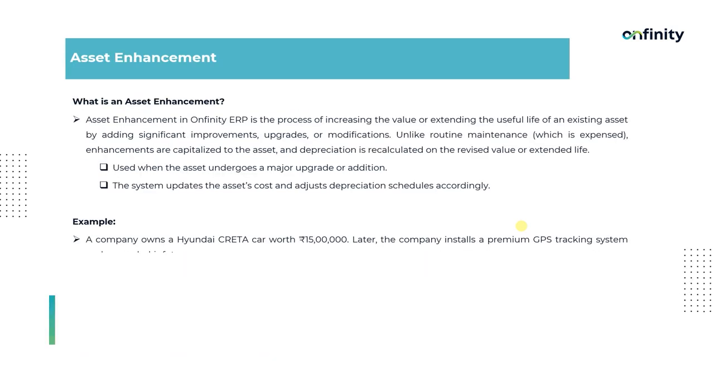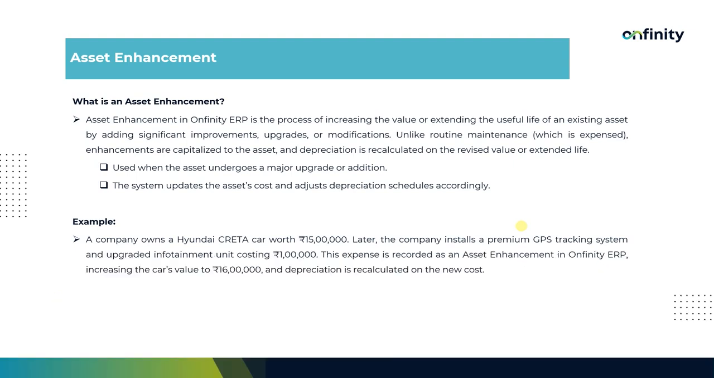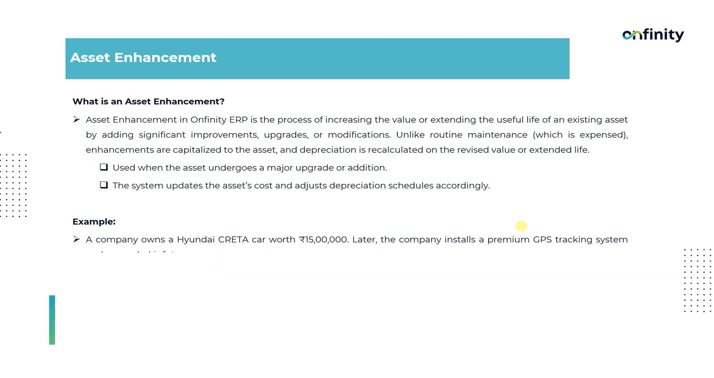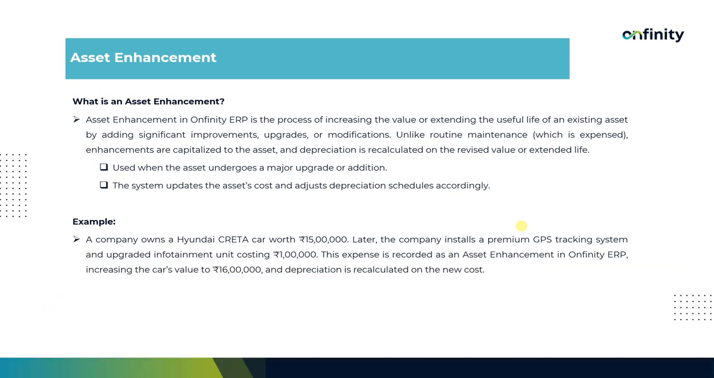Asset enhancement in Onfinity ERP is the process of increasing the value or extending the useful life of an existing asset by adding significant improvements, upgrades, or modifications. Unlike routine maintenance, which is expensed, enhancements are capitalized to the asset, and depreciation is recalculated on the revised value or extended life. It is used when an asset undergoes a major upgrade or addition, and the system updates the asset cost and adjusts depreciation schedules accordingly.